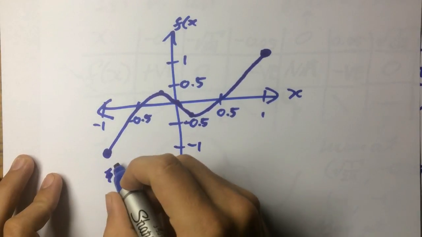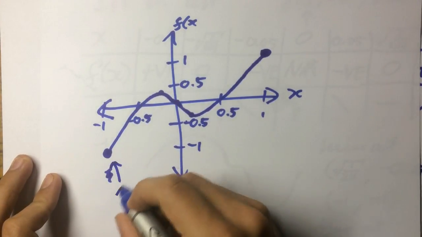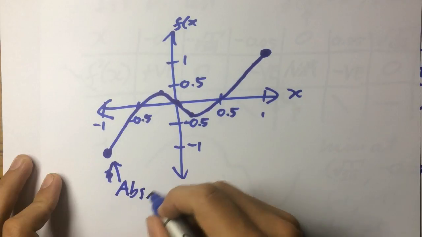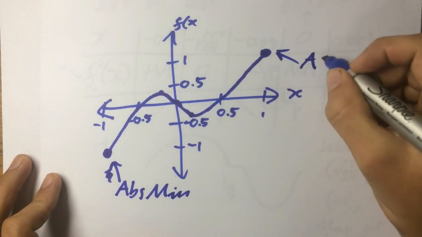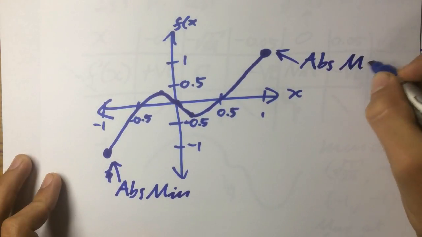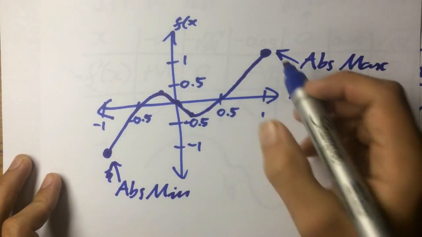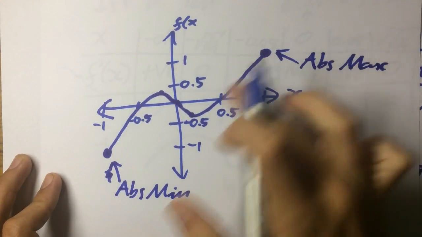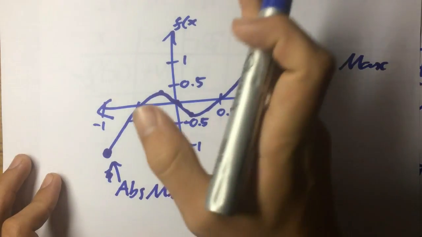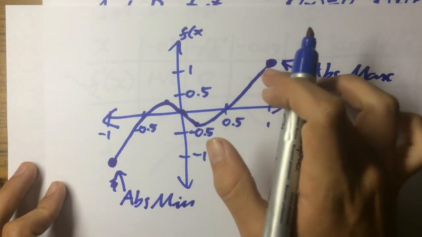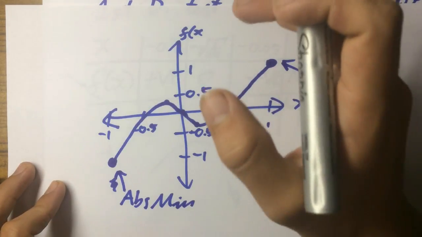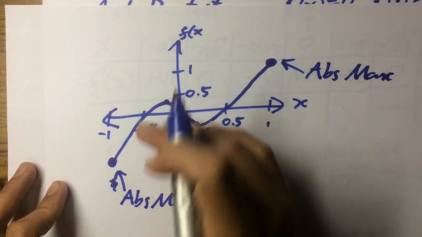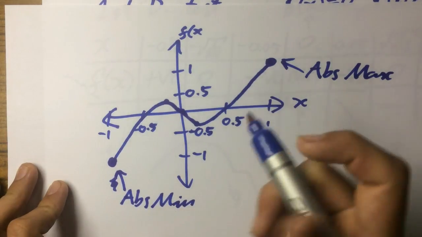So here is our absolute minimum. Here is our absolute maximum. Because this is the highest point, like in the vertical direction. This is the highest point, therefore it's the absolute maximum. It's the absolute highest point. And here is the absolute minimum because it's the absolute lowest point.